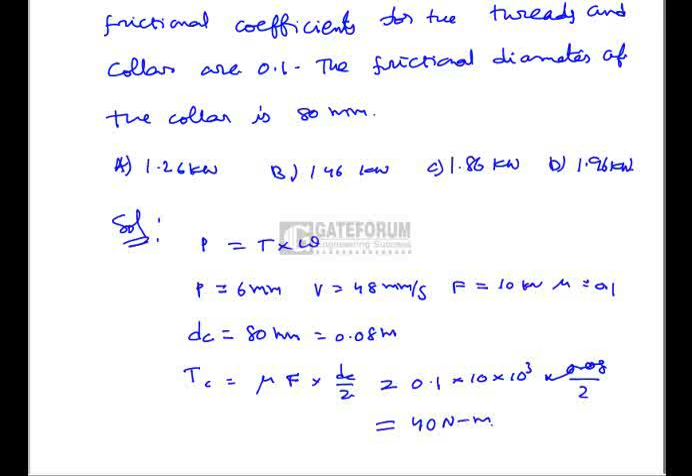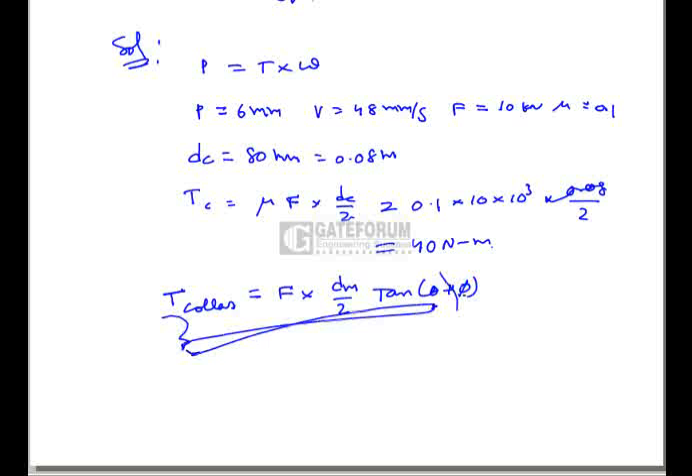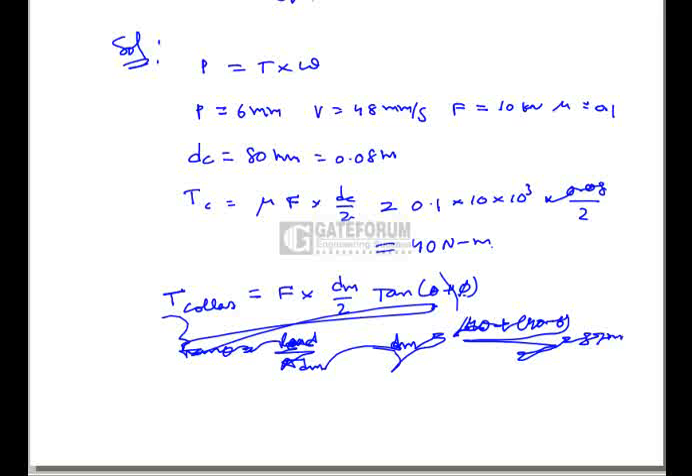And now the torque applied on the threads. Torque applied on the threads is given by F into dm by 2 into tan of theta plus phi, where tan theta is equal to lead by pi dm, where dm is the mean diameter of the screw, which is equal to 40 minus 6, that is the pitch, by 2, which gives a value of 37 mm.